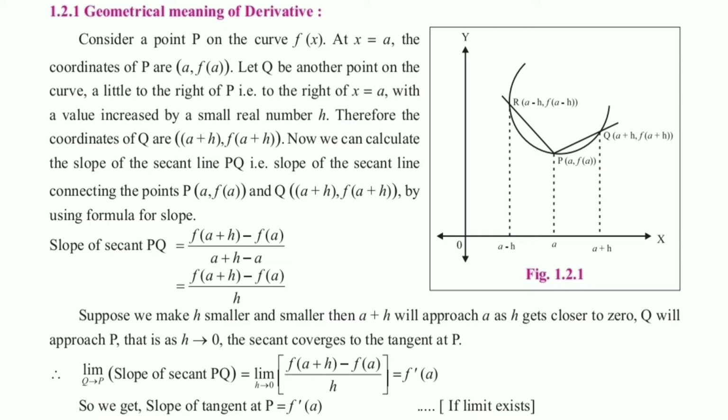Suppose we make h smaller and smaller, then a plus h will approach a as h gets closer to 0. Q will approach P. This is as h tends to 0. The secant converges to the tangent at P. Therefore, limit Q tends to P, slope of secant PQ is equal to limit h tends to 0 of f of a plus h minus f of a divided by h, which is equal to f dash a. So we get slope of tangent at P equals f dash a, if the limit exists.